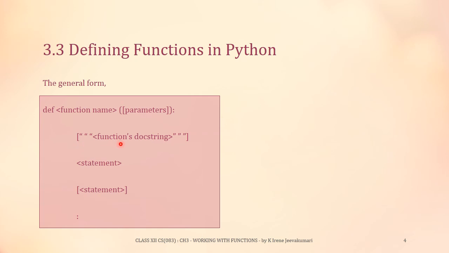Here this is the function's documentation string. This is just like a comment statement. If it is necessary, it can be given, otherwise not. And there is one more statement here within angle brackets. All these three statements and the colon are indented, so all these are the body of this function definition. The function can take one statement or many statements according to your requirement.